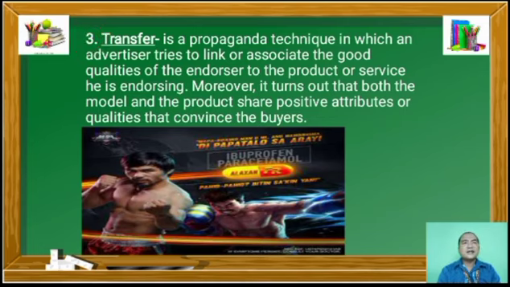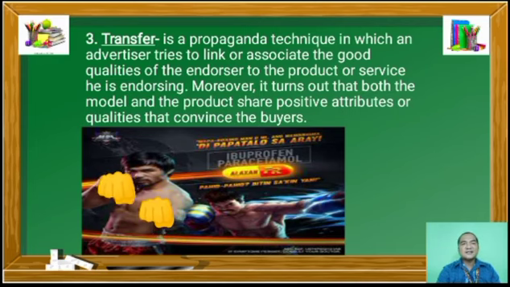It is a propaganda technique in which an advertiser tries to link or associate the good qualities of the endorser to the product or services that he is endorsing. Moreover, it turns out that both the model and the product share positive attributes or qualities that convince the buyers. What does it mean? This ad intends to convince buyers to buy because the boxer's strength is transferred or associated with the quality of the product.